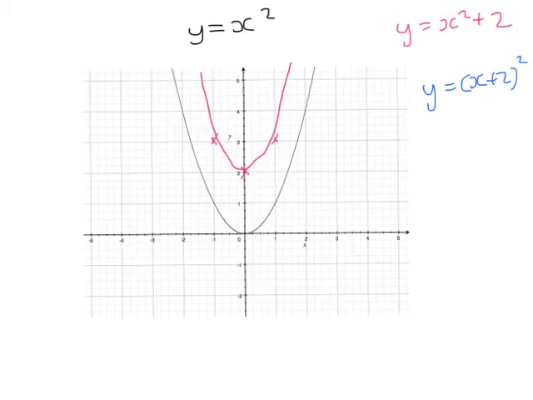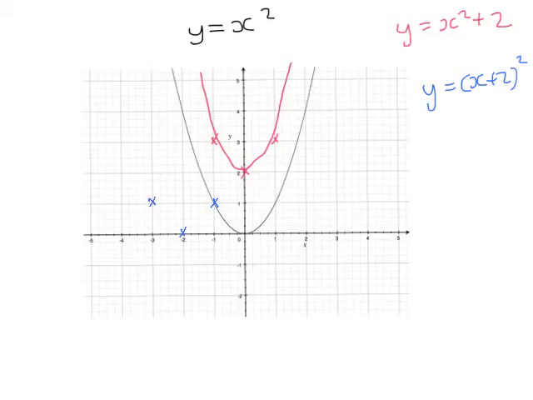Okay, so say I wanted to plot the graph of y equals (x plus 2) squared. Let's just think of a few points. When x is equal to minus 1, y is going to be minus 1 plus 2, which is 1 squared, which is also 1. When x is equal to minus 2, y is going to be minus 2 plus 2, which is 0 squared, which is 0. And when x is equal to minus 3, y is going to be minus 3 plus 2, which is minus 1 squared, which gives us 1.